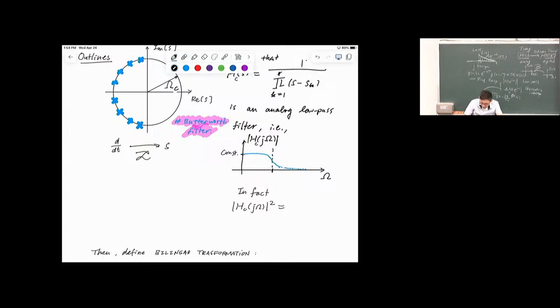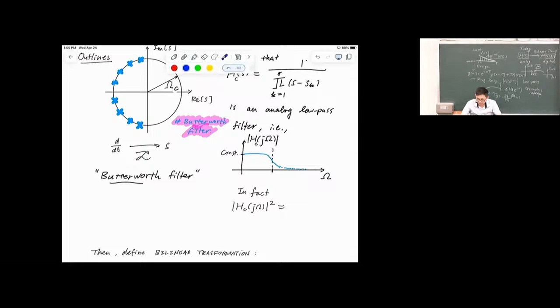This filter has a name. It's so classic that it has a name that people in this field know about. You need to know that. The discoverer of the filter named it after his own name, the Butterworth filter, probably the name of an engineer. And the Butterworth filter has a very nice, simple expression of the magnitude response, which I'm going to show you in a moment.